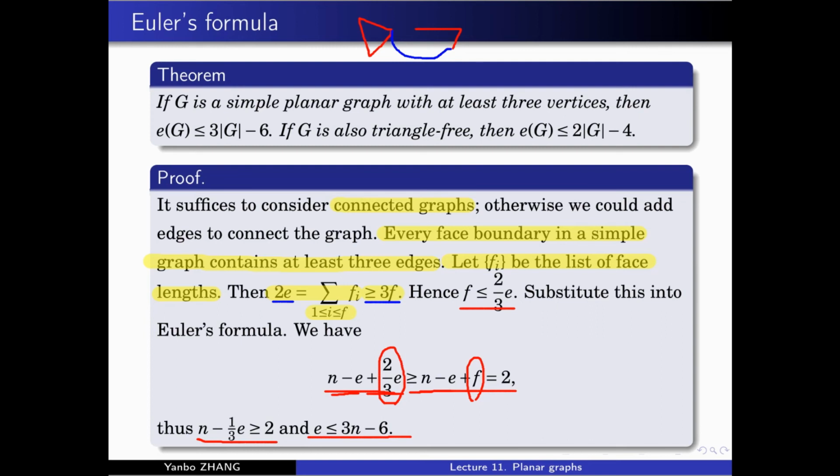So we have the first result. The first result comes from 2 ingredients. The first ingredient is Euler's formula, n minus e plus f equals 2. The second ingredient is that every face boundary has at least 3 edges.